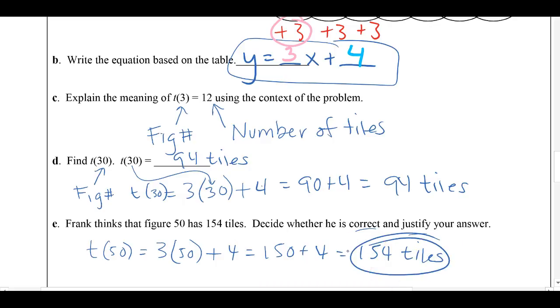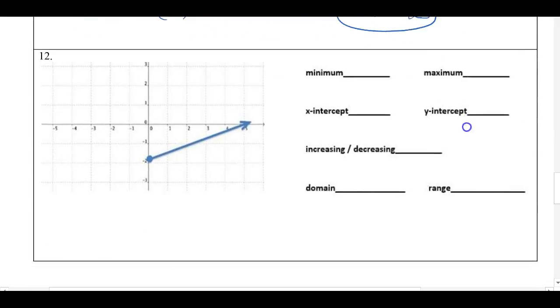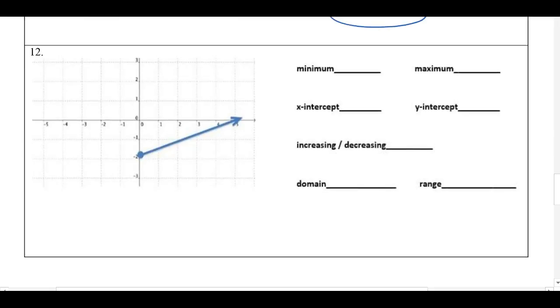Okay, and that is our justification. It's just figuring out the math. Okay, now that's this one, graph behavior. We need to figure out all these different parts of the graph. Okay, so first let's talk about what's going on with this graph.